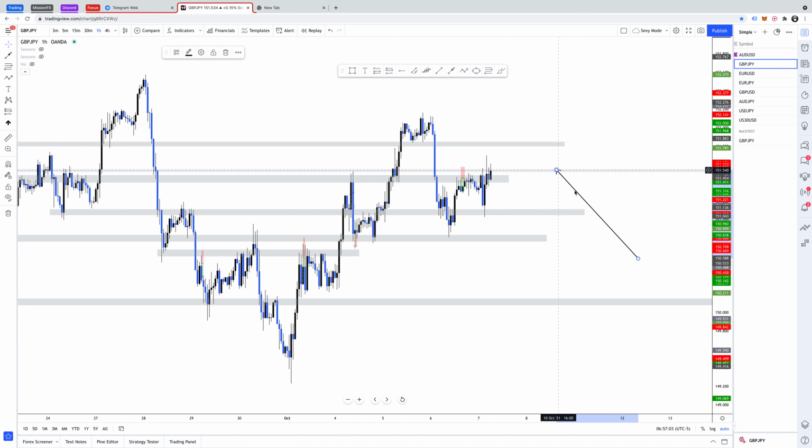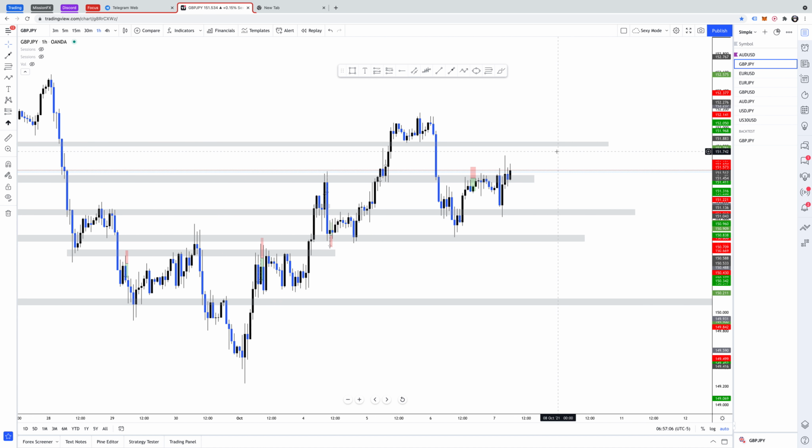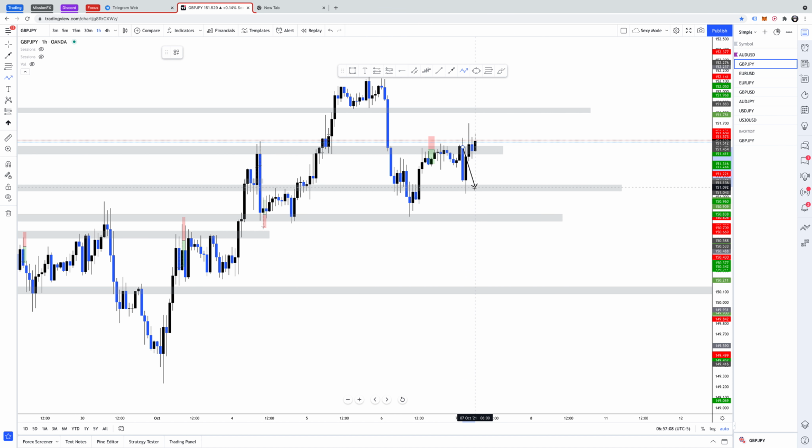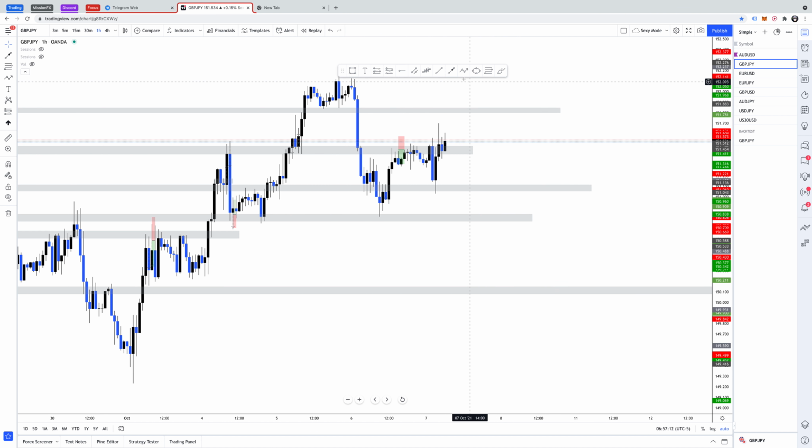So let's move on to here. What are we looking for in today's session? We've already had a nice test right here and put in a higher low. GJ looks like she's going to be trying to continue up. I don't know, but it looks like we're trying to continue up.